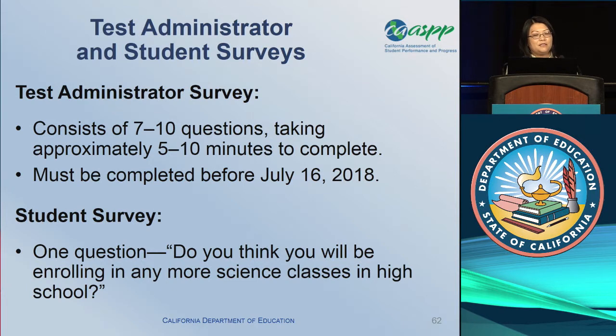After each test administration, or when the students are all done testing, please have your test administrators complete the test administrator survey. There's only about 7 to 10 questions. It should only take them about 5 to 10 minutes. But this is very important feedback to us because it helps us to inform developments in the CAST administration. And there is a student survey, and that is embedded into the test delivery system. There's one question to determine whether students will be taking additional science courses in their high school career.